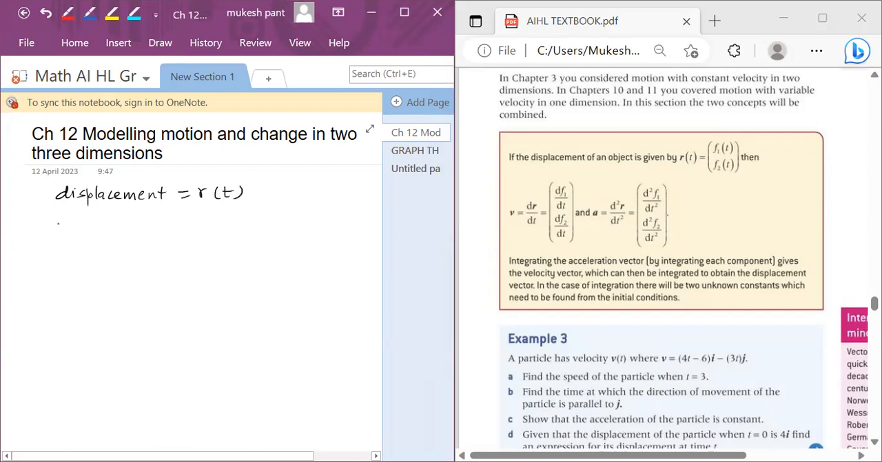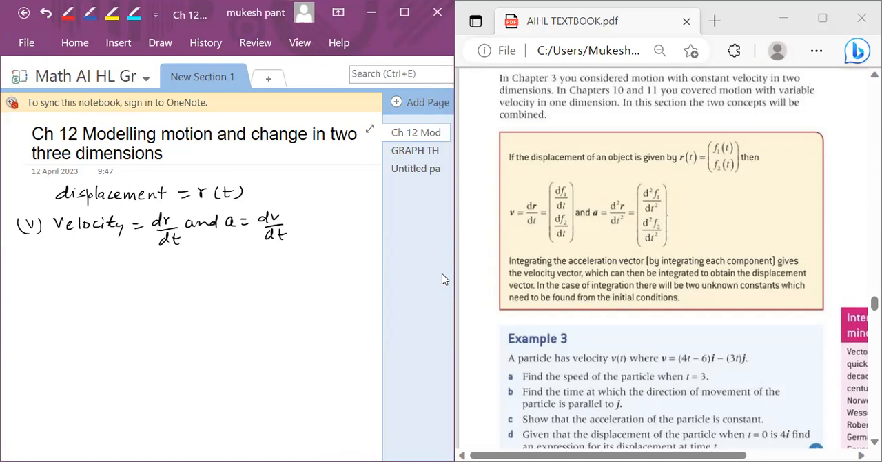So velocity v equals dr over dt, and acceleration a will be equal to dv over dt, or you can differentiate displacement twice, meaning is the same. Okay, now in some questions the velocity may be given or acceleration may be given.